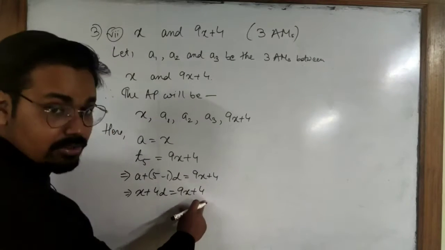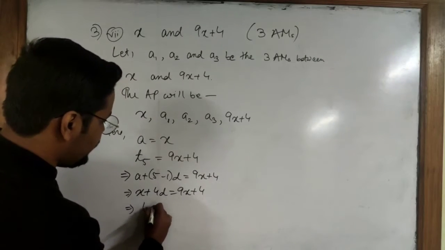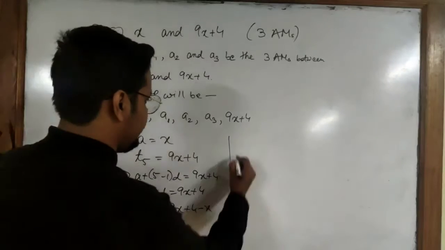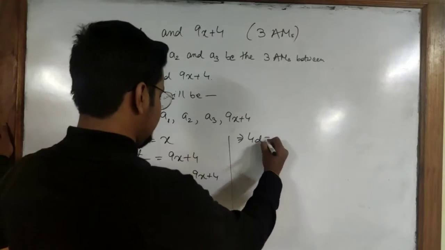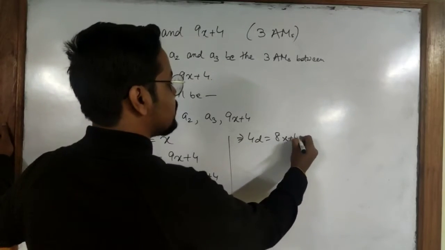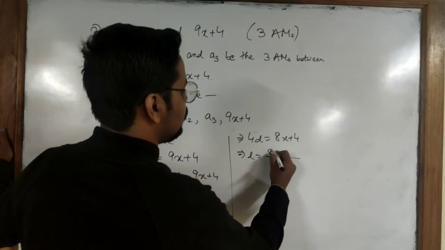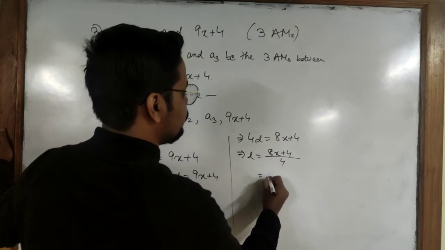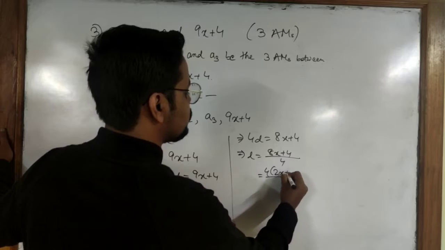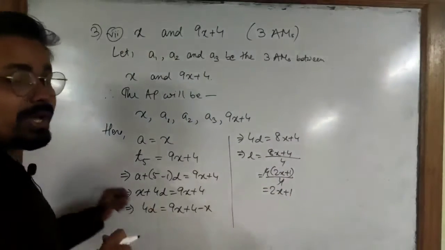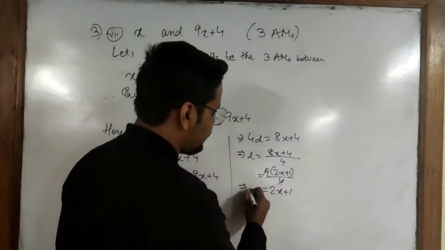So let's do a side change of x. So we will have 4d equal to 9x plus 4 minus x. So we get 4d is equal to 8x plus 4, right? So d will be equal to (8x plus 4) by 4. If you take 4 common, it will be 4 times (2x plus 1) by 4. 4 will cancel out, so it will be 2x plus 1. So 2x plus 1 is the common difference.